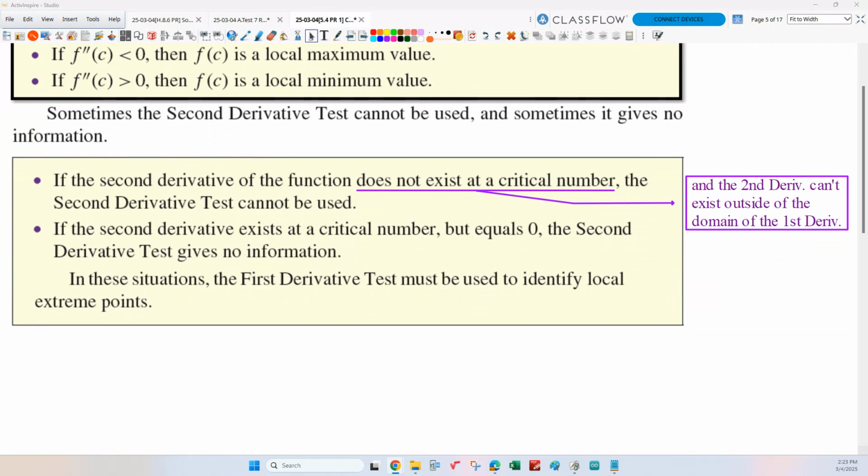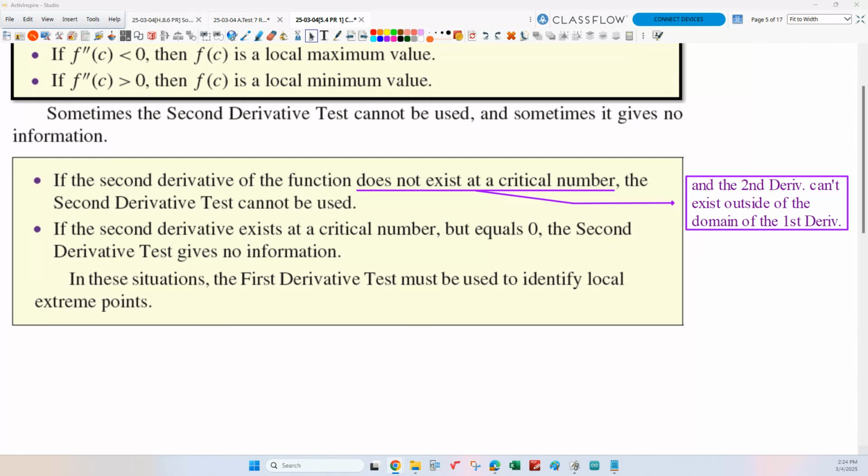Do you see that as the domain? We could have a certain domain for the function. If the domain of the first derivative is smaller than the domain of the function, that can happen. Could the domain of the first derivative ever be larger than the domain of the function? No, it can't. You can only take a first derivative where the function exists.